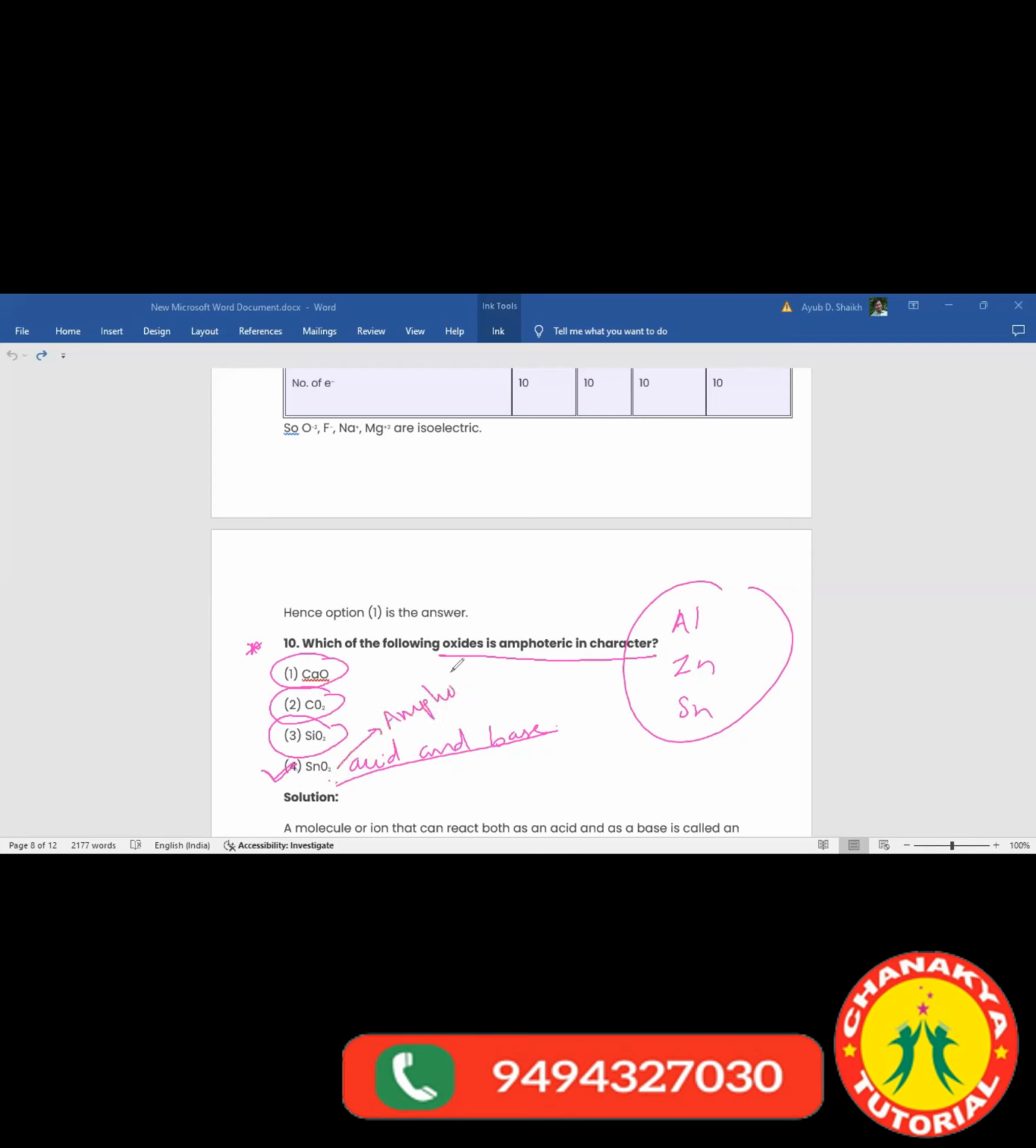If we don't know anything other than aluminium and zinc, then how are we supposed to solve it? For that reason only we have to study in depth, beta.